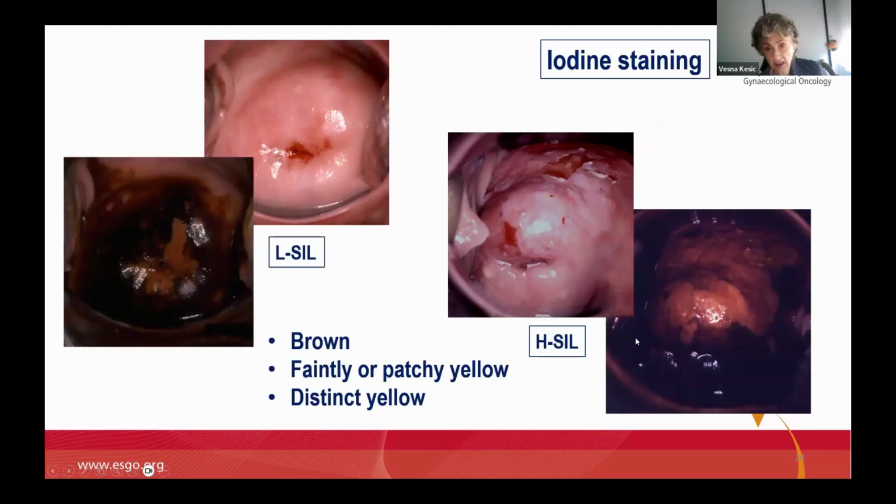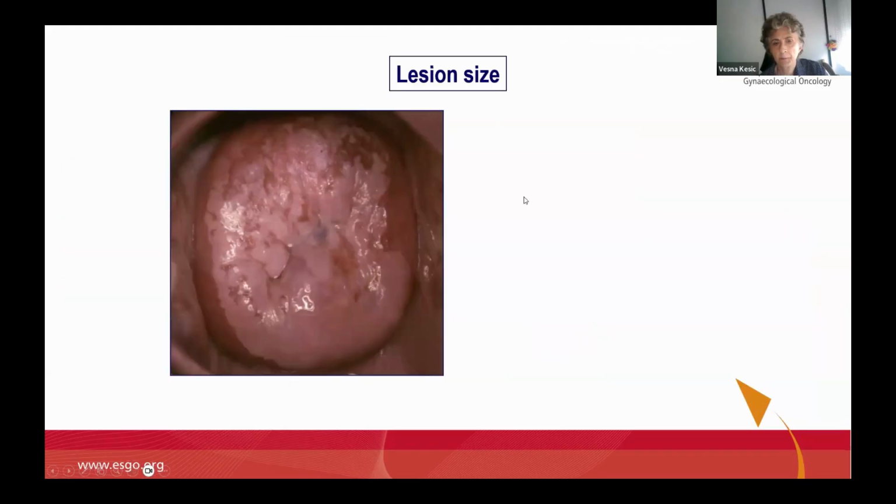Iodine staining for years was not counted in the terminology, but in our last terminology, the IFCPC terminology, it is included as one of the features for grading the lesion. In low-grade lesions, iodine staining may be brown, as in normal. It may be faintly or patchy yellow, like in a low-grade lesion, or it may be very well seen, very clear and distinct yellow, as in high-grade lesions.